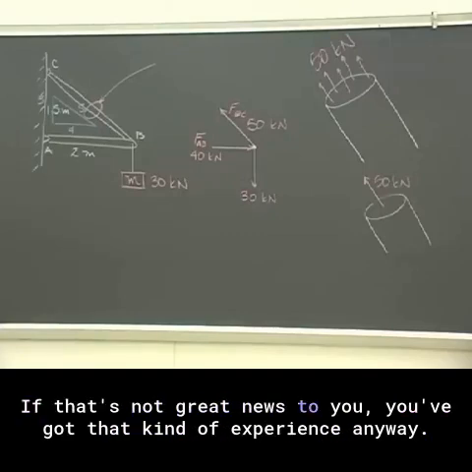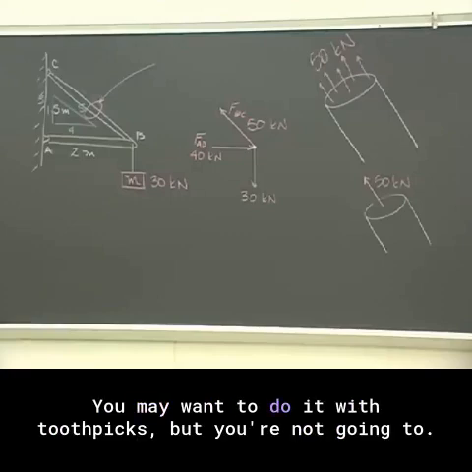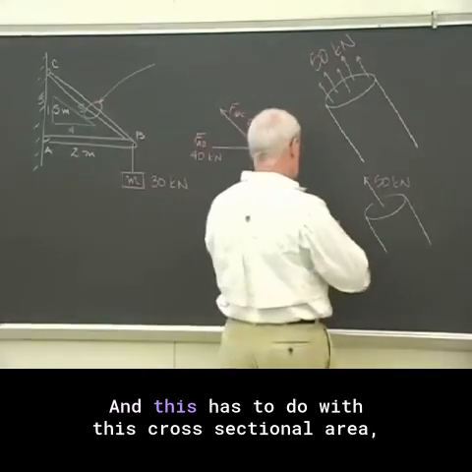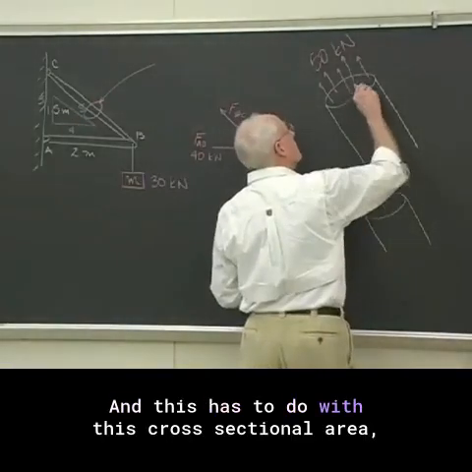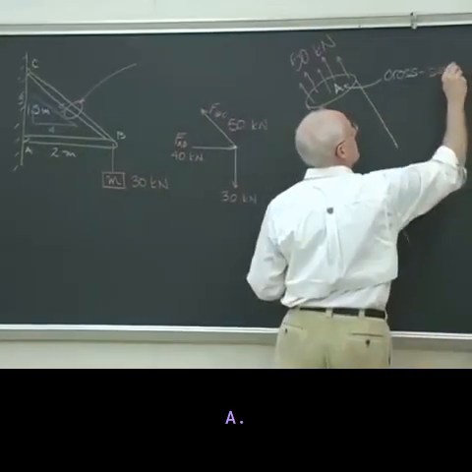That's not great news to you. You've got that kind of experience anyway. If you're building a deck, a woodshed or something, you don't want to do it with toothpicks. It's not going to hold. You may want to do it with toothpicks, but you're not going to. There's just not enough material there to support the kind of load you're seeing. And this has to do with this cross-sectional area A.